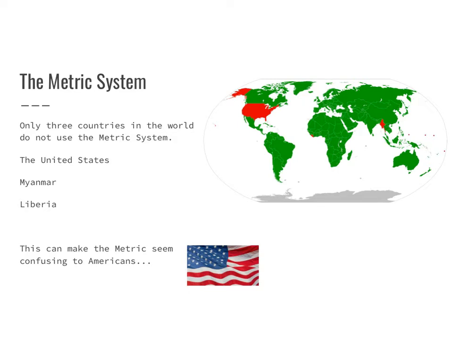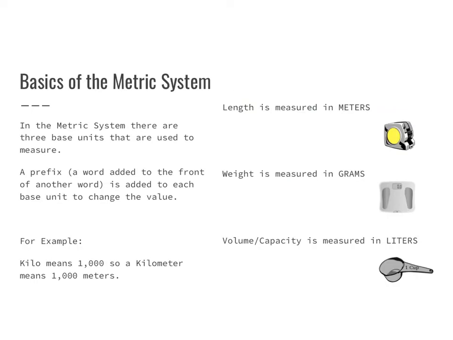This can make the metric system seem really confusing to Americans because we're one of those 3 countries in the world that does not use the metric system, although the majority of the world does use it and does understand it. So just some basics of the metric system. In the metric system, there are 3 base units that are used to measure everything. Length is measured in meters, weight is measured in grams, and volume or capacity is measured in liters.